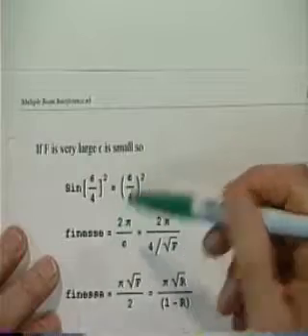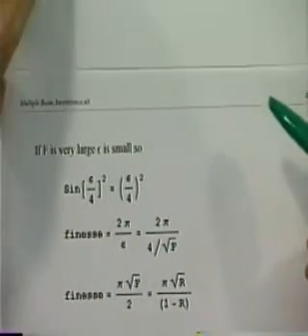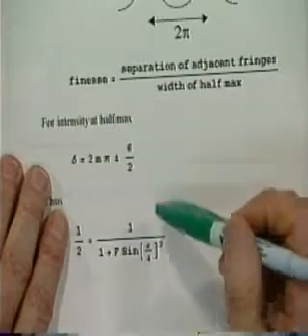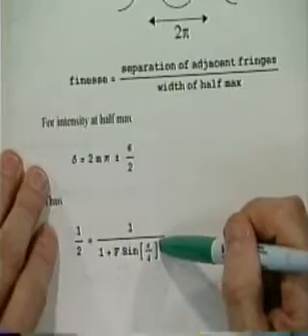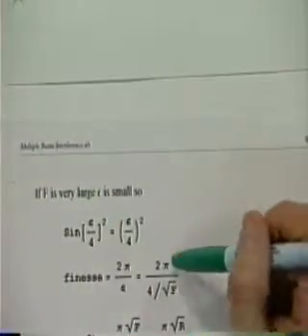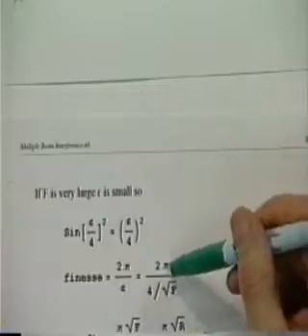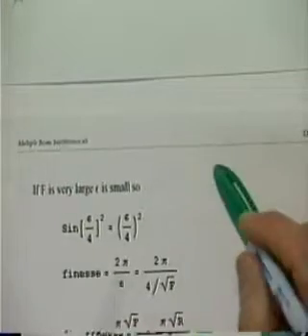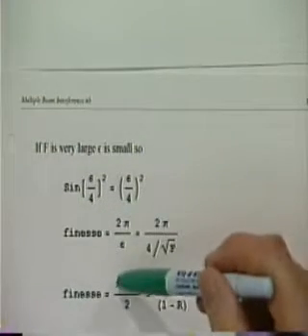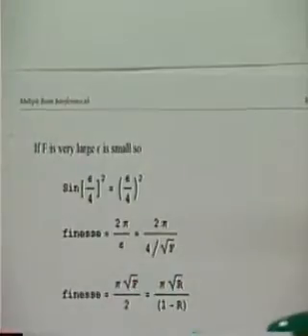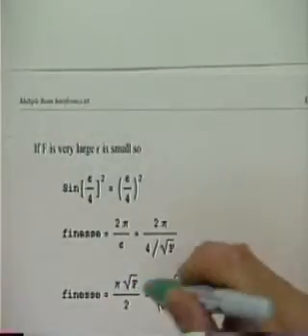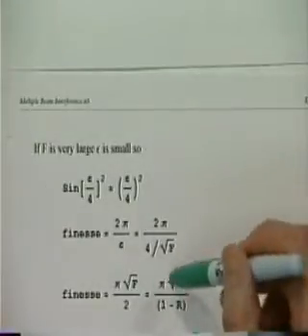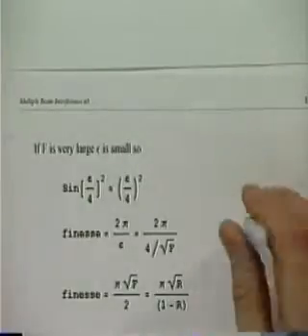And so our finesse was 2 pi over epsilon. And from this equation here, just plug in that this is a sine squared of epsilon over 4 squared. Solve for epsilon, and you'll see that epsilon is 4 divided by square root of F. And so the finesse here is pi square root of F over 2. And we plug in what F is, and finesse then becomes pi square root of R divided by 1 minus R.